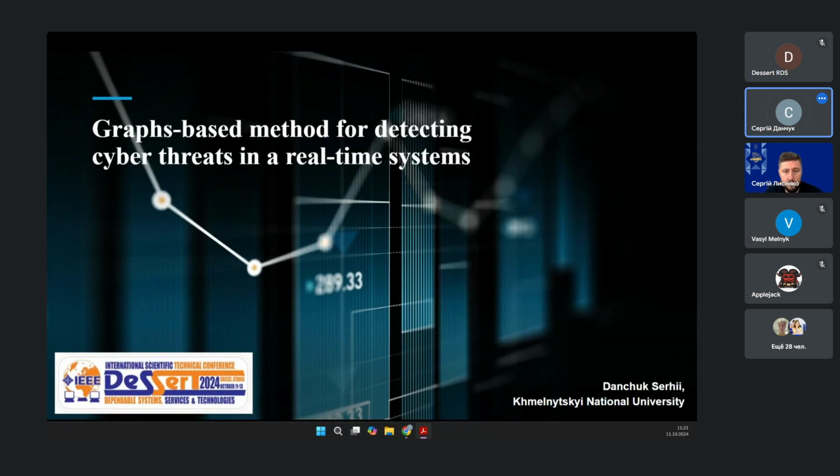A graph-based method for detecting cyber threats in real-time systems. Dear colleagues, today I will present research dedicated to a new approach for detecting cyber threats using graph models. Our work aims to create an effective system for real-time threat detection and mitigation.